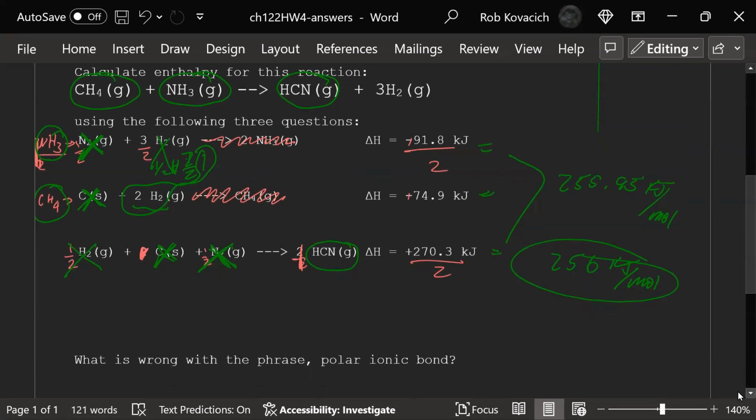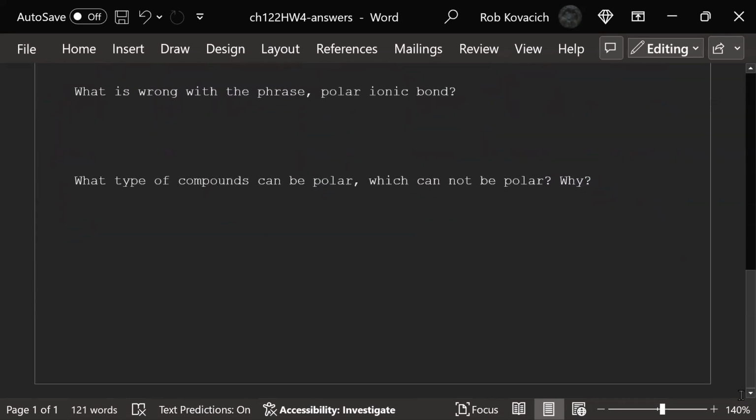All right. What's wrong with the phrase polar ionic? Yep, that's a problem. So ionic means a transfer of electrons. And polar means uneven sharing. There is no sharing in a transfer. So a polar bond has to happen with a covalent. Covalent is... can't spell covalent.